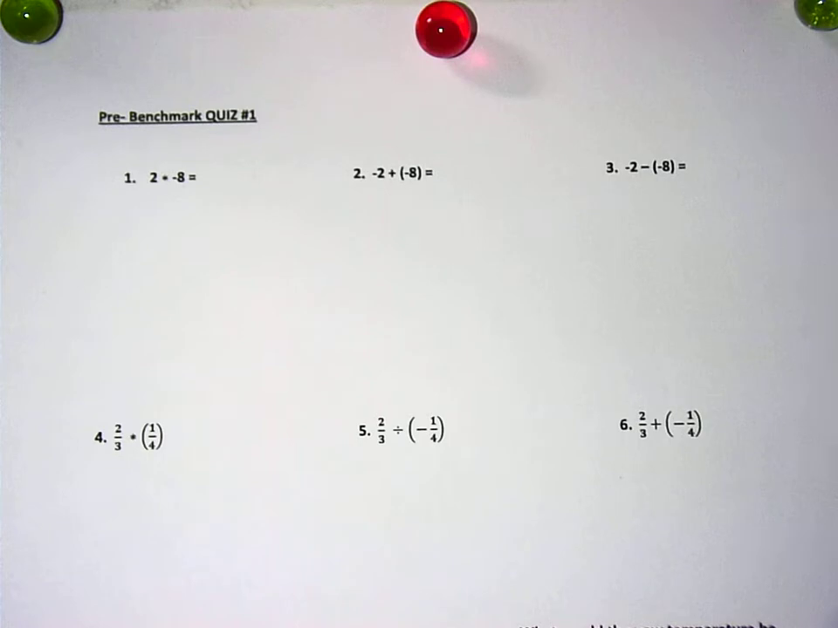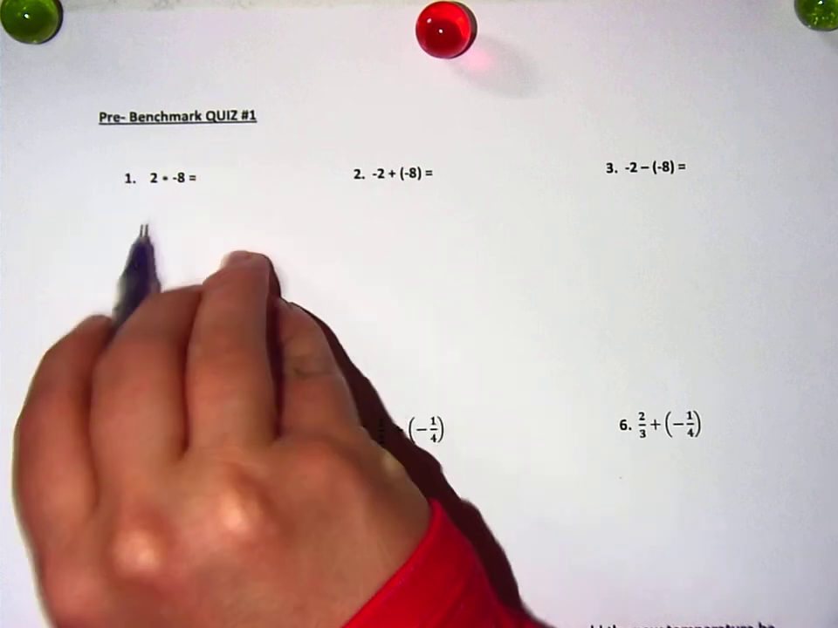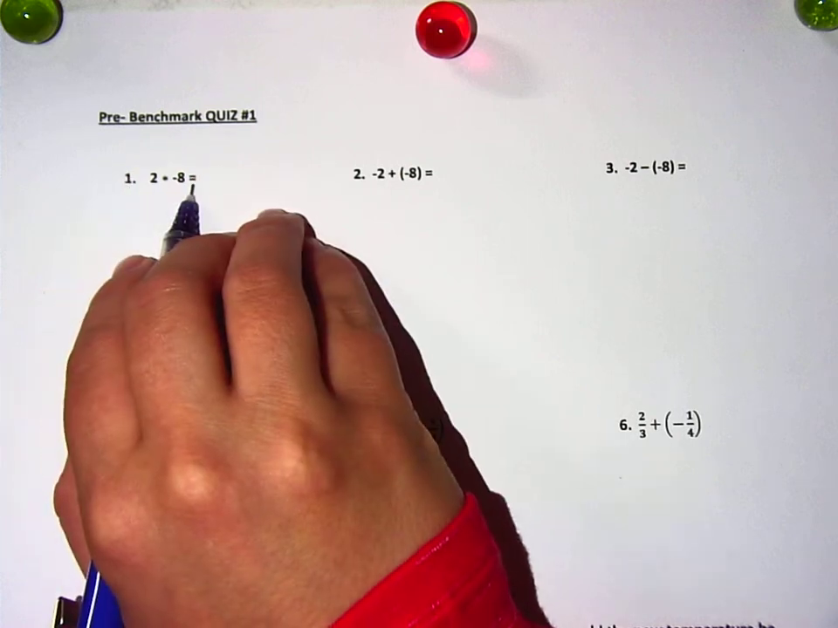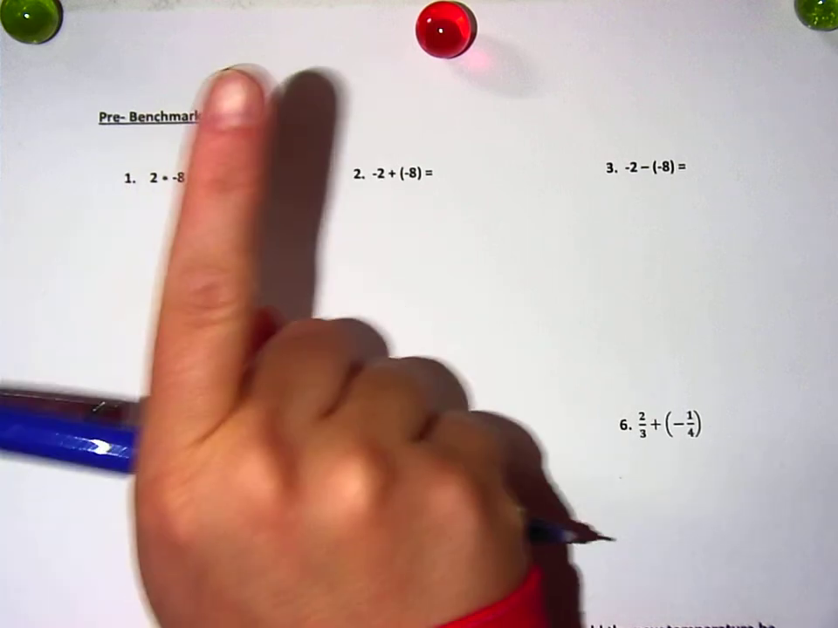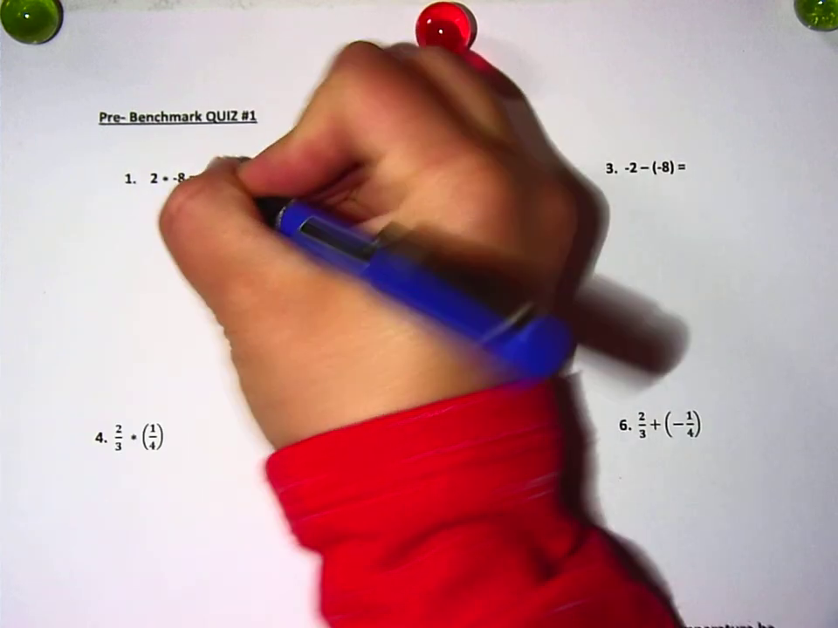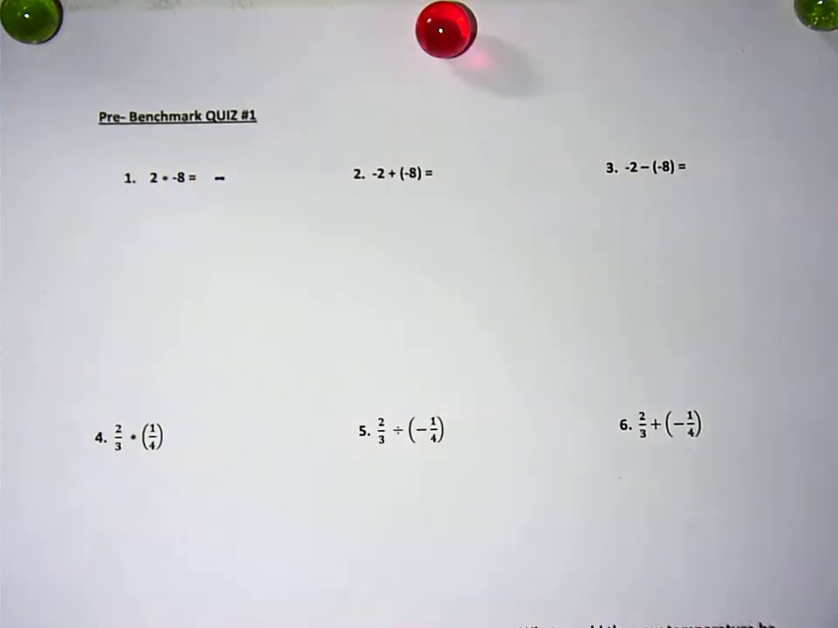I also thought that I would take the time to go through the answers to the pre-benchmark with you, because you're about to take benchmark number 1, so I'm going to do that pretty quick here. Starting with number 1, it's 2 times -8, and there is 1 negative there. Anytime there's 1 negative when you're multiplying or dividing, your answer is going to be negative.